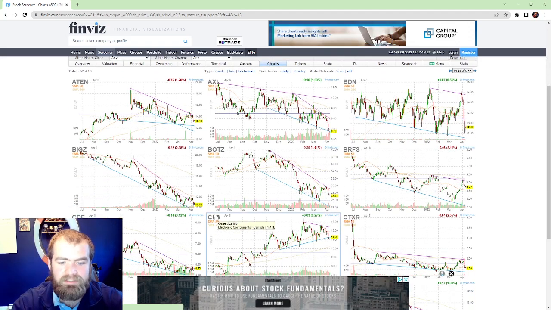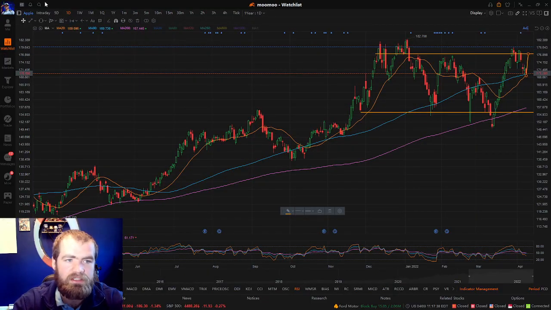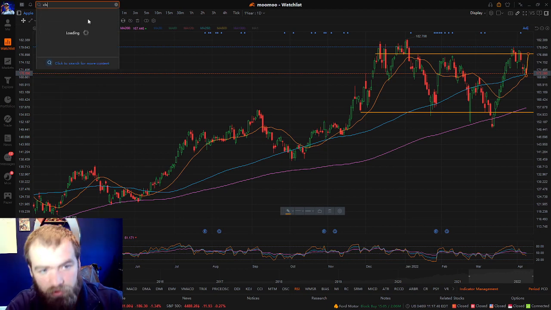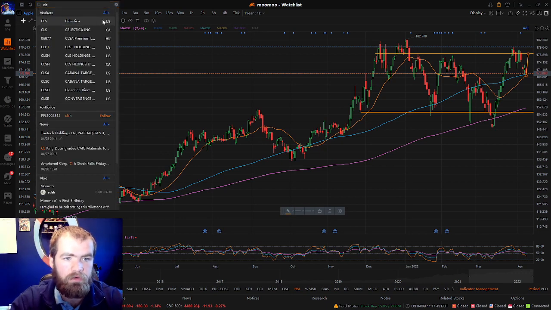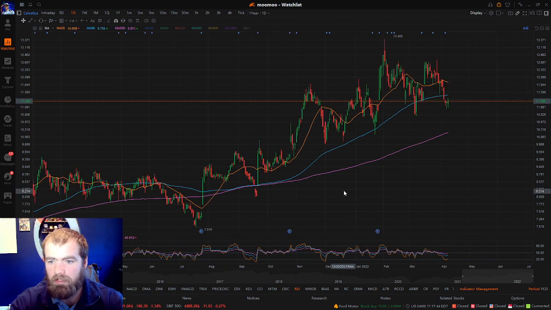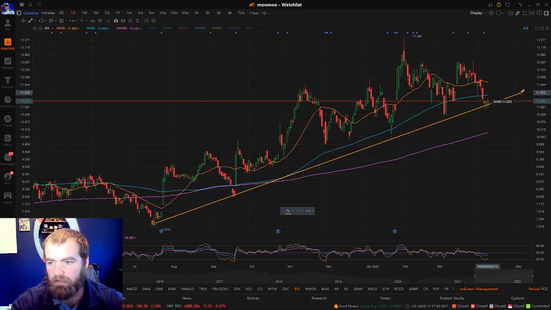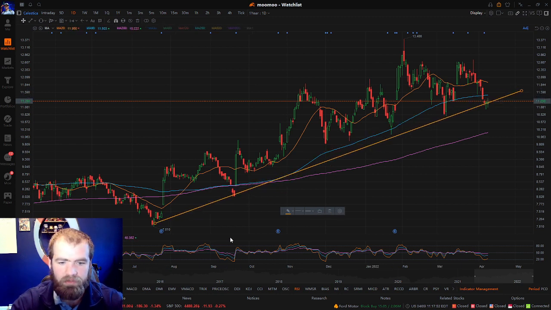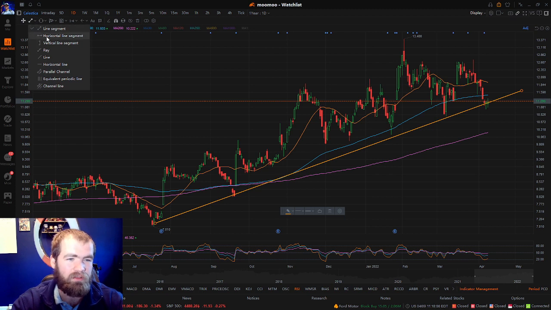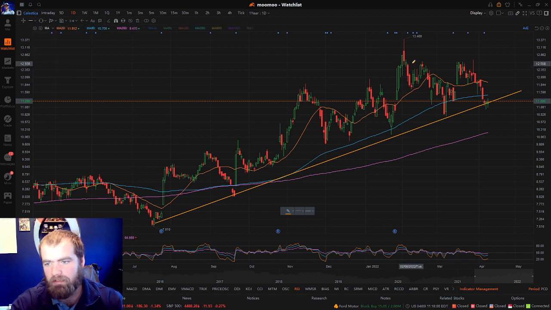So something like CLS looks very, very interesting, and I'll show you why. CLS right here. All right. So looking at the stock, the first thing I always do is draw out the trend. Okay, very, very simple, not overcomplicated. So we have buying pressure, we have upward buying pressure. Now the next thing I like to do is draw out resistance. So what I do is I like to go to either horizontal line segment or horizontal line, whatever one is going to be the same thing.